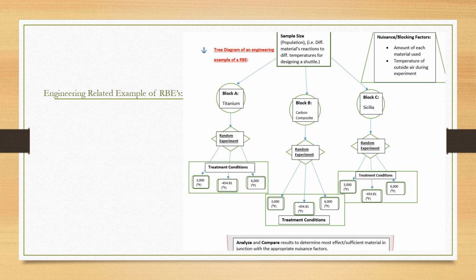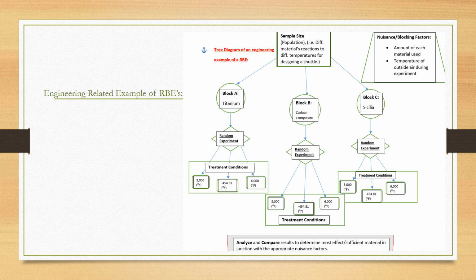This experiment is going to be exposing these materials to different conditions. These treatments are going to be different types of temperatures. At the end of this experiment, you can analyze each different type of material's results to different types of temperatures and determine which material is going to be best for your shuttle.